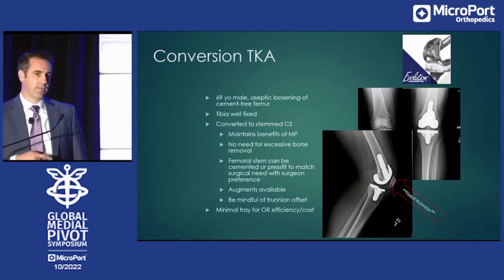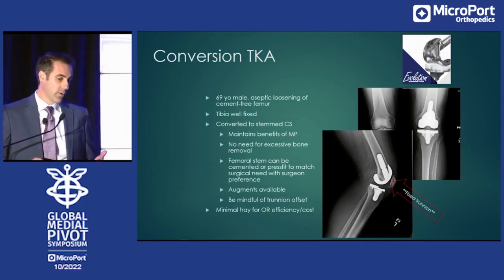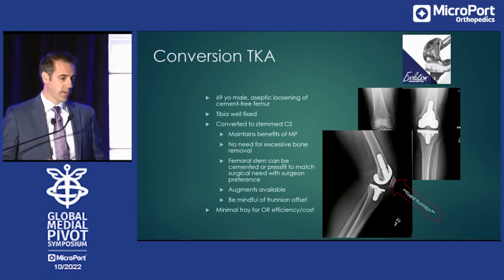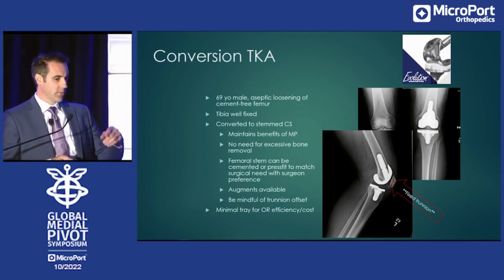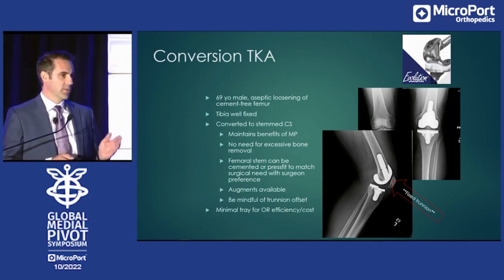So it maintains all the benefits of the medial pivot. We exchanged just the femurs. The tibial remained well fixed, and you can cement in then a new femur for that fixation. So this is a quick way to do a fairly easy problem to fix, maintaining the benefits of that medial pivot. The one thing that I would point out is that on this design, the trunnion that comes off of the femur, you can see on the lateral there by the arrow, it's fixed in place. So just be mindful of that when you're positioning and planning out for your femur.